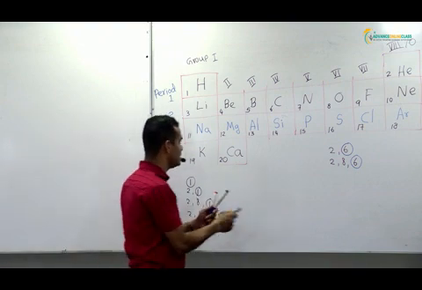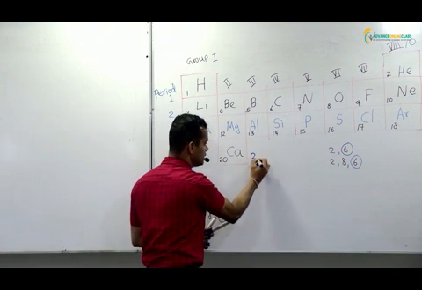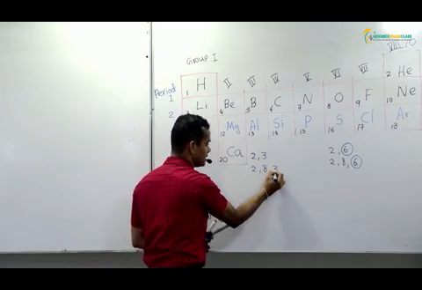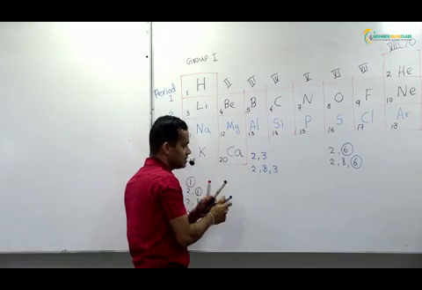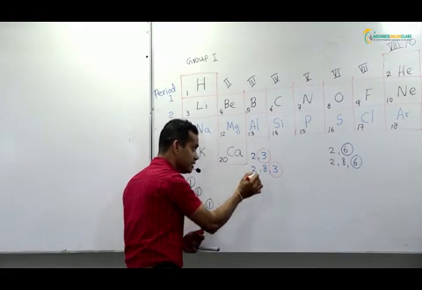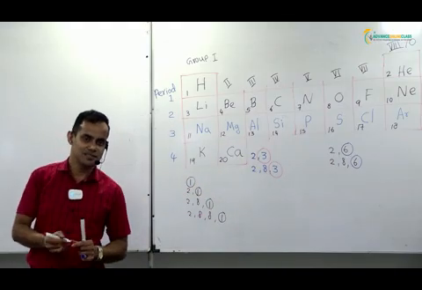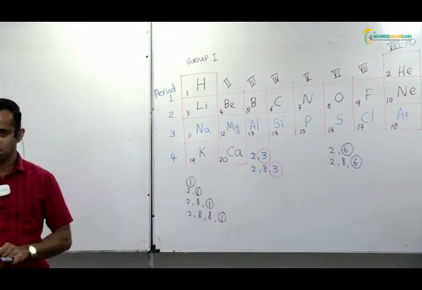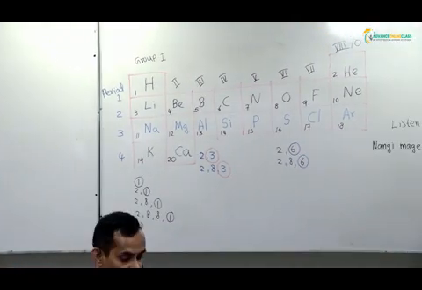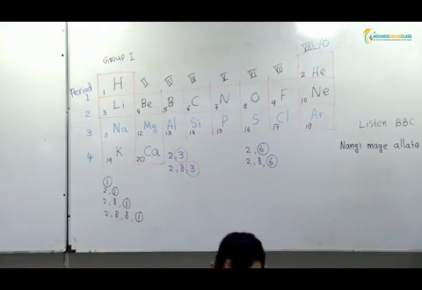Shall I take one more? Boron 5 means 2, 3. 13 means 2, 8, 3. Can you see the same? Yes, you can see the same. So, other than ascending order of atomic number, electronic configuration has been considered to construct this table. Got it? Right. Now, we can answer some questions before coming to the next part.